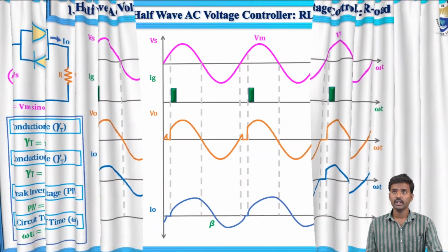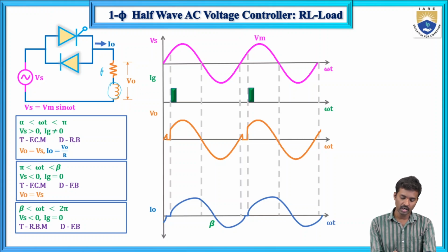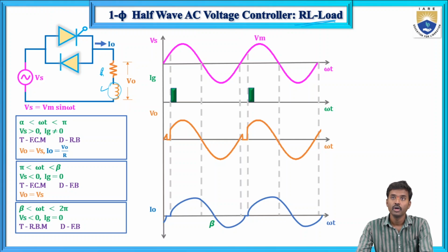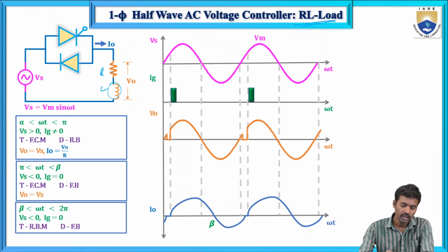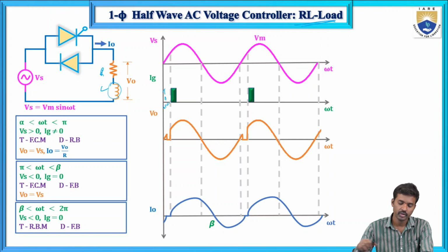And now the second one is the RL load. How will it work? One extra inductor is connected, R and L load. Here I am explaining the single phase half wave AC voltage controller with RL load. So now here the load is an RL load, and from alpha to pi, in this duration T and D both are in off condition, so I will explain that.